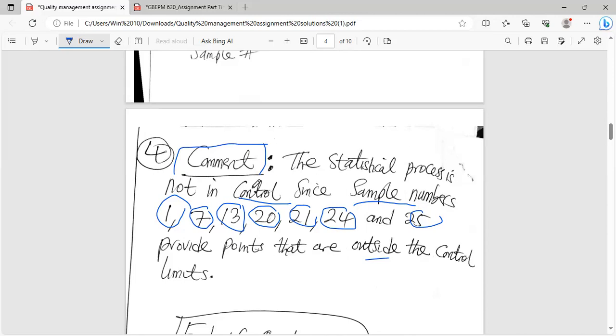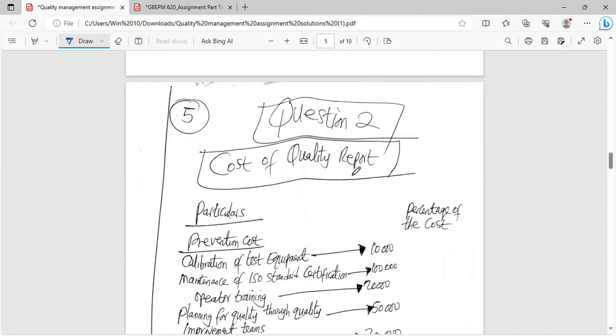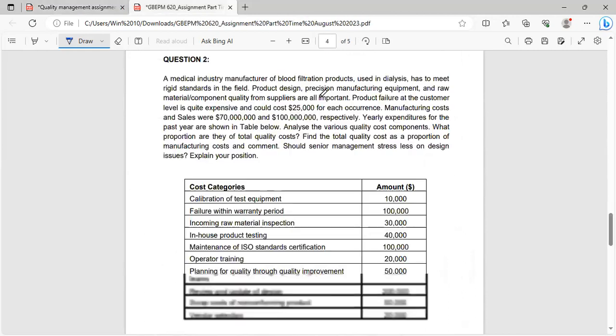All right, so this is about what this one is actually mentioning. So we are simply saying the statistical process is not in control since the numbers 1, 7, 13, 20, 21, 24, 25 provide points that are outside control limits. Then getting down to question 2 of this assignment.